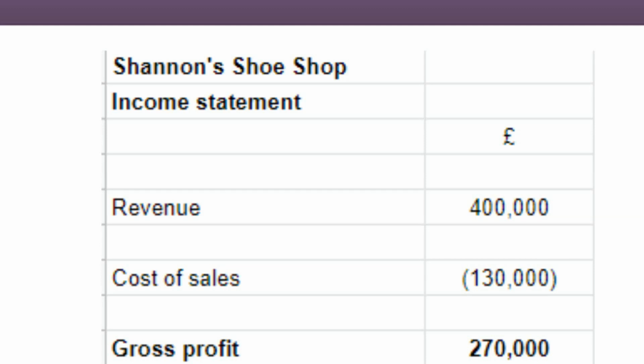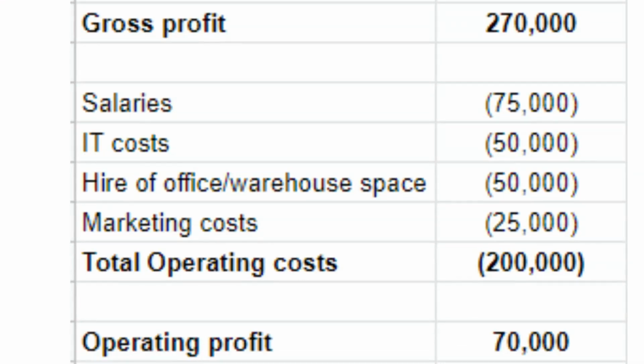To start with, let's take all the operating costs and add them together. During the year, the business's costs are £75,000 of salaries, £50,000 of IT costs, £50,000 cost of hiring the office and the warehouse space, and finally £25,000 of marketing costs. And this means that the total operating costs for the business are £200,000 a year.